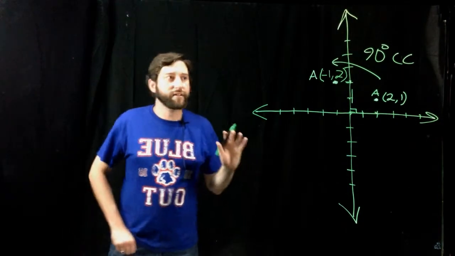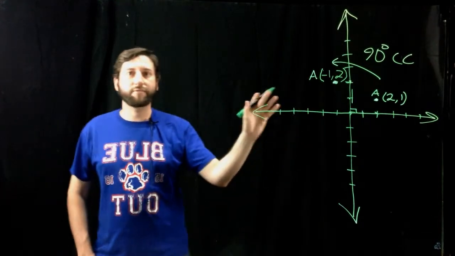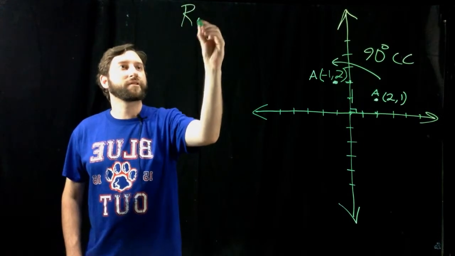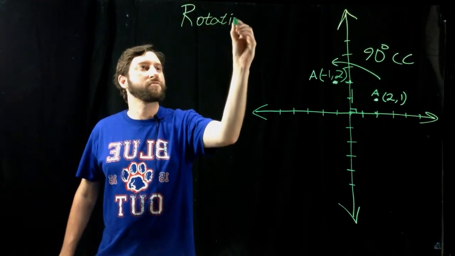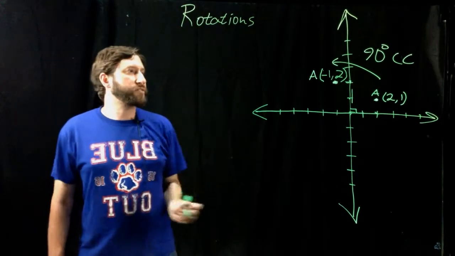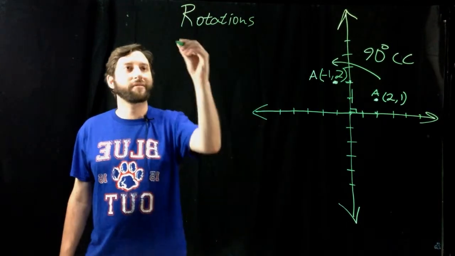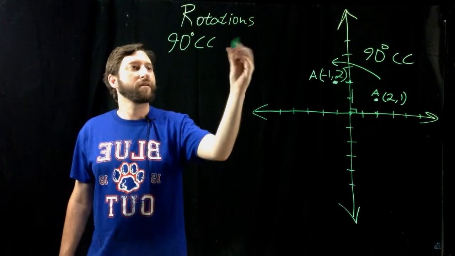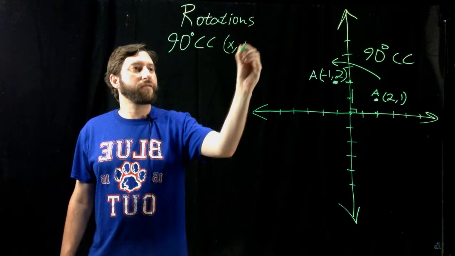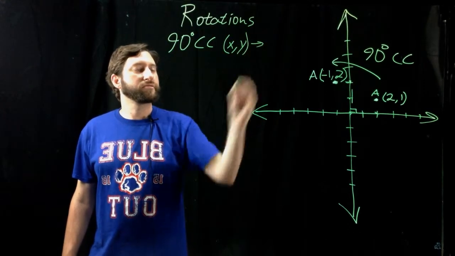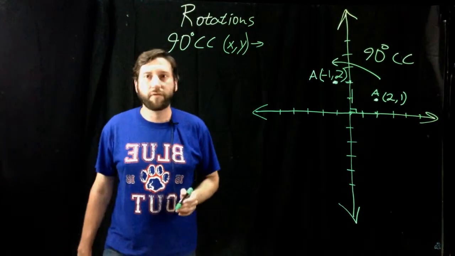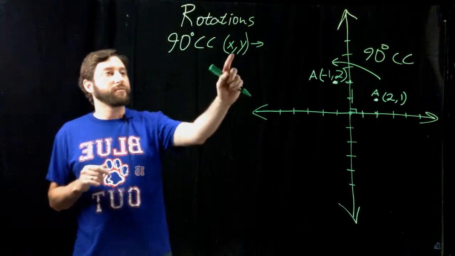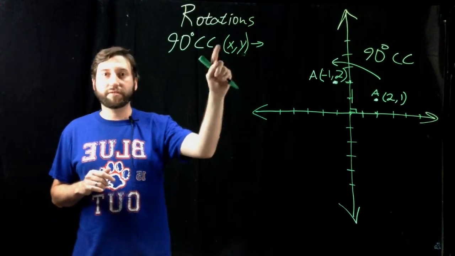So let's look at how they change. Let's look at the x's and y's and what actually happened. I'm going to make a list. We're going to have rotations, and I'm going to start with 90 degrees counterclockwise. We started with (x, y). And we had this notation before, remember, when it came to translations and reflections. We had this algebraic notation. Well, we're going to use the same notation here.